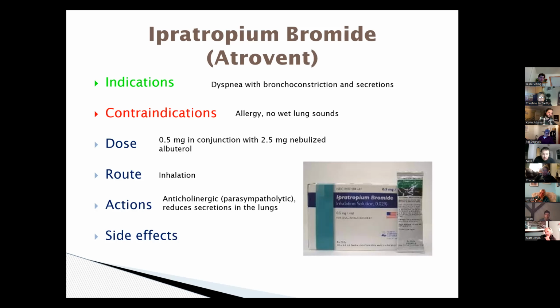It's an anticholinergic, parasympathetic, something like that. I tried to.